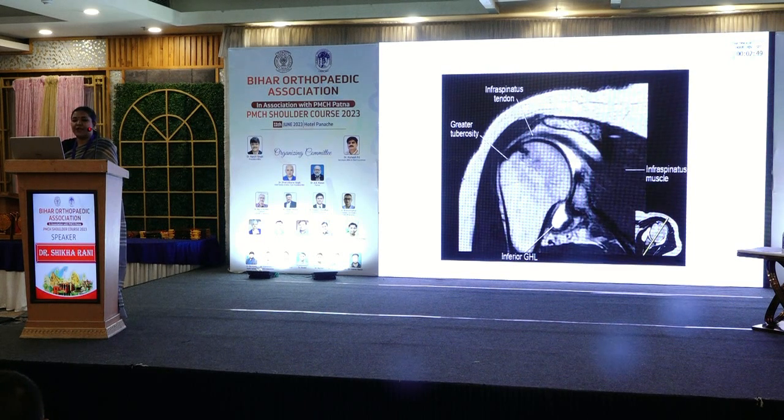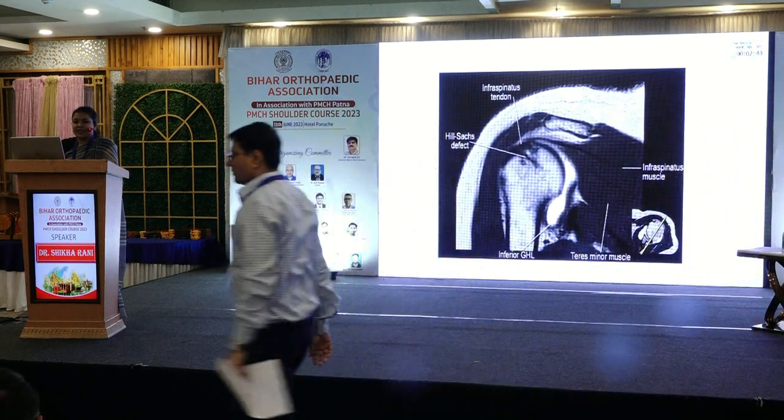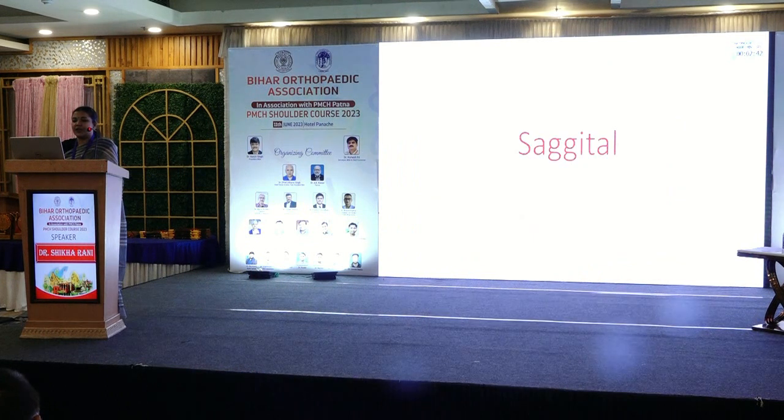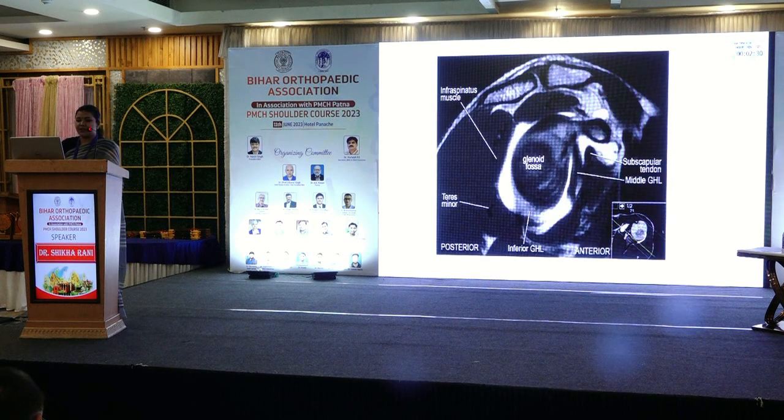And now the infraspinatus tendon, which is also attached on the greater tuberosity, and the axillary recess bounded by the inferior glenohumeral ligament. Now the sagittal image. In sagittal image, you can see the supraspinatus, infraspinatus and the coracoid. This longitudinal structure is the coracoid and subscapularis muscle. The glenoid fossa: the sagittal image, when we take it, is just perpendicular to the supraspinatus muscle.